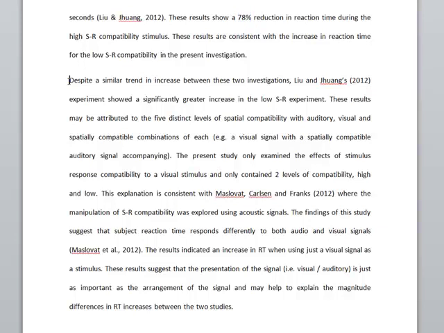So then the first sentence down here says despite a similar trend in the increase between these 2 investigations, and then it goes on to talk about another specific finding. So that there is a link. It's sort of crossing over what is in the previous paragraph.